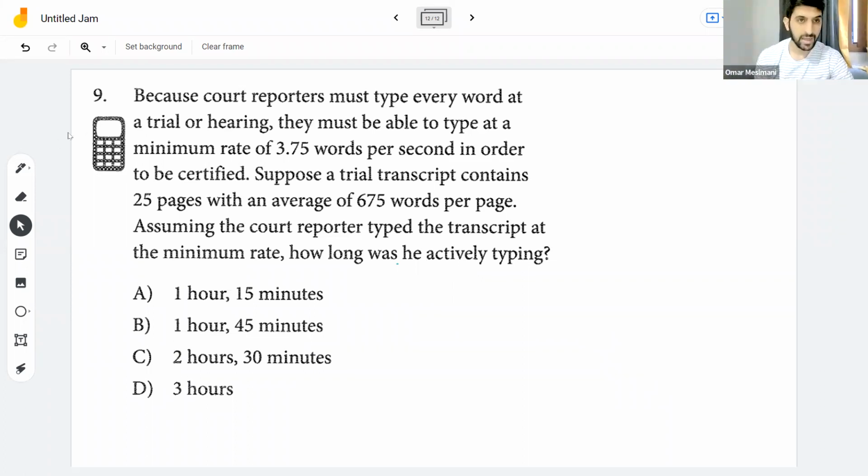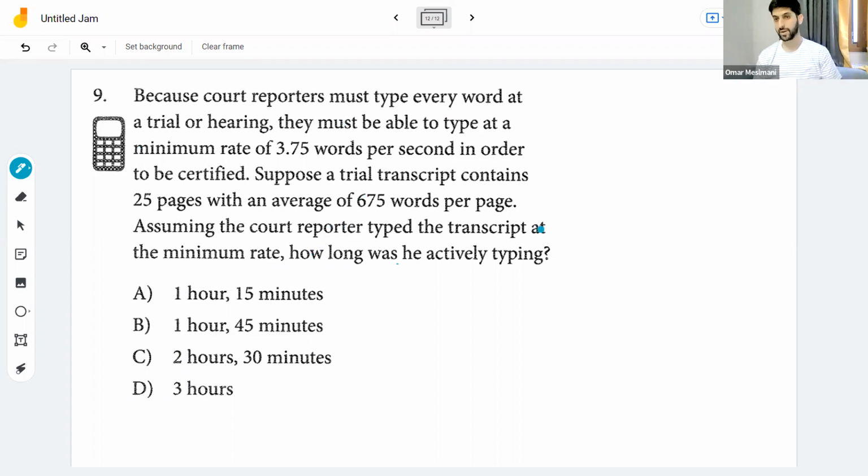Okay. So listen. Now he's saying to you this information. Give me confirmation. Can you hear my voice? Yes. All right. Because the court reporters must type every word at the trial or a hearing, they must be able to type a minimum rate of 3.75 words per second.